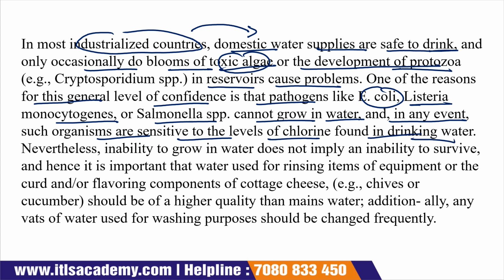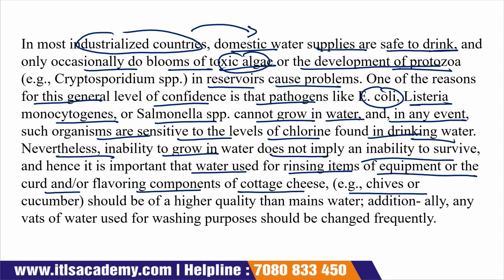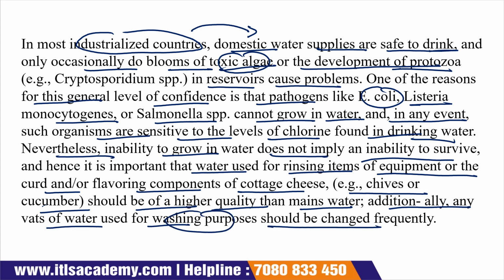We all know that chlorine is present in drinking water, so it is very harmful for E. coli, Listeria monocytogenes, and the Salmonella species. Nevertheless, inability to grow in water does not imply an inability to survive. Hence, it is important that water used for rinsing items of equipment, or for the curd or flavoring component of cottage cheese, for example chives or cucumber, should be of higher quality. Additionally, any wash water used for washing purposes should be changed frequently.